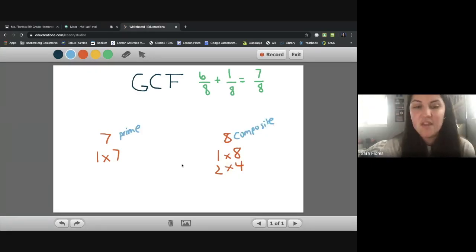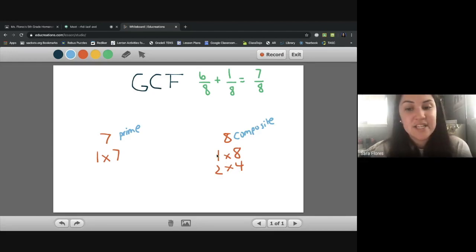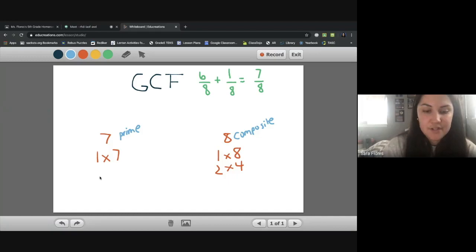Okay, cool. So 7 is prime because its only factors are 1 and 7. 8 is composite because it has 1 and 8, but it also has 2 and 4, so it has more factors than just 1 and itself. We've listed our multiplication tables for 7 and 8. Now we can list out our factors. For 7, we know it's prime, so our factors are 1 and 7. For 8, I'm going to start putting them in order. I have 1, 2, 4, and 8.